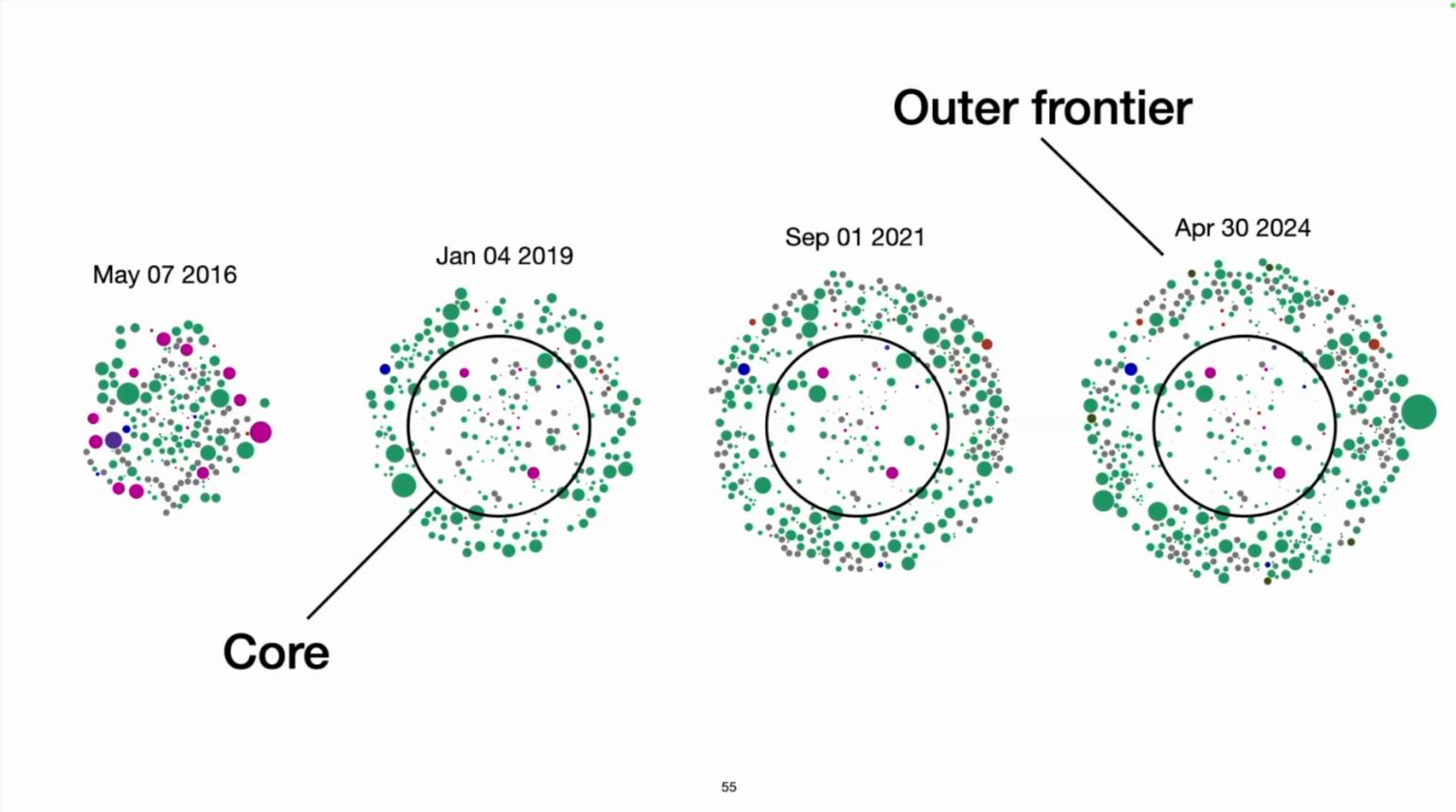And the core is pretty self-explanatory, core parts of the system that don't really change over time, aren't really removed because they're necessary for the system to work. And unless something really drastic happens, they will just remain there. And over time, the outer frontier will just grow. And also, files can be removed from the outer frontier because they're not as necessary as files in the core.